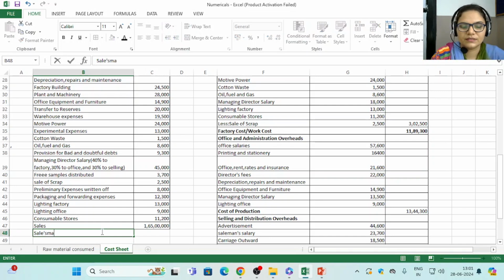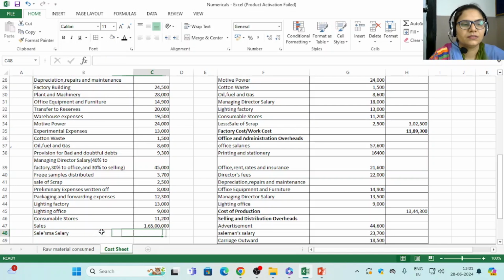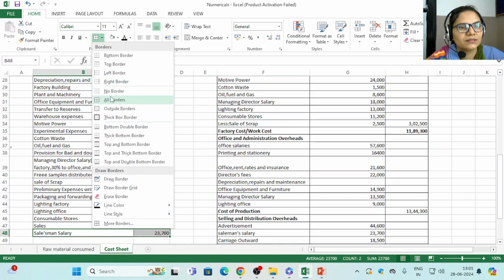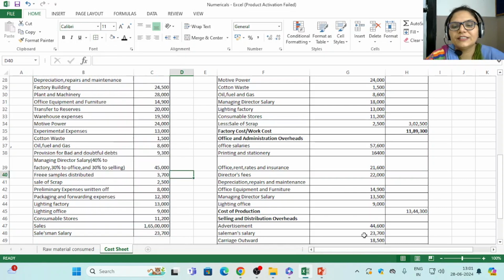Salesman salary, it is rupees 23,700. Salesman salary, now the question is correct.